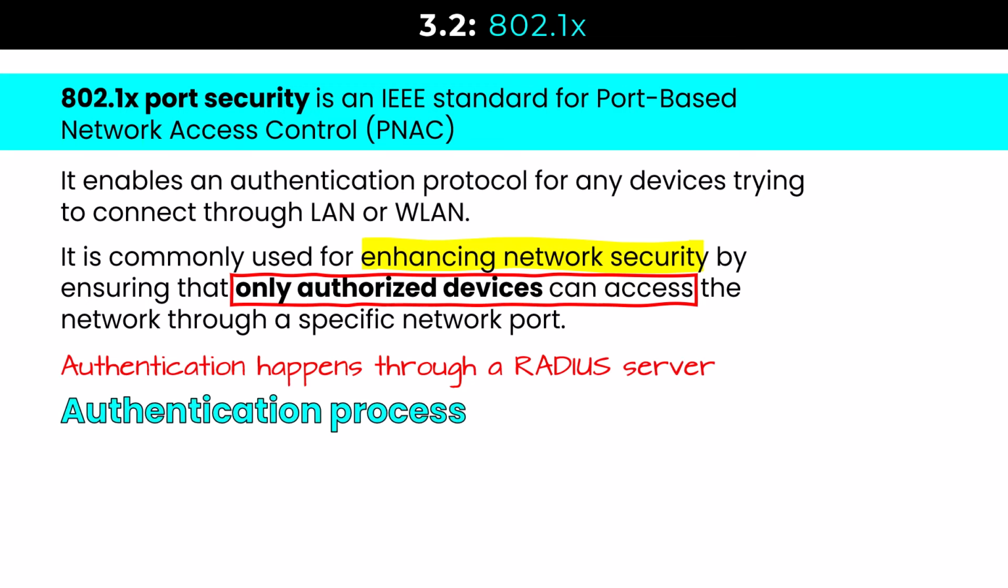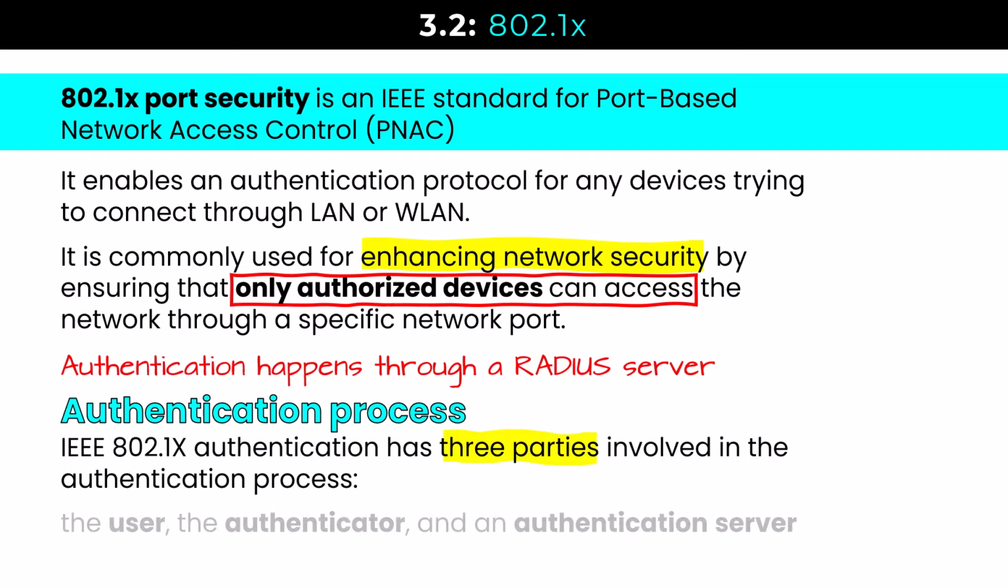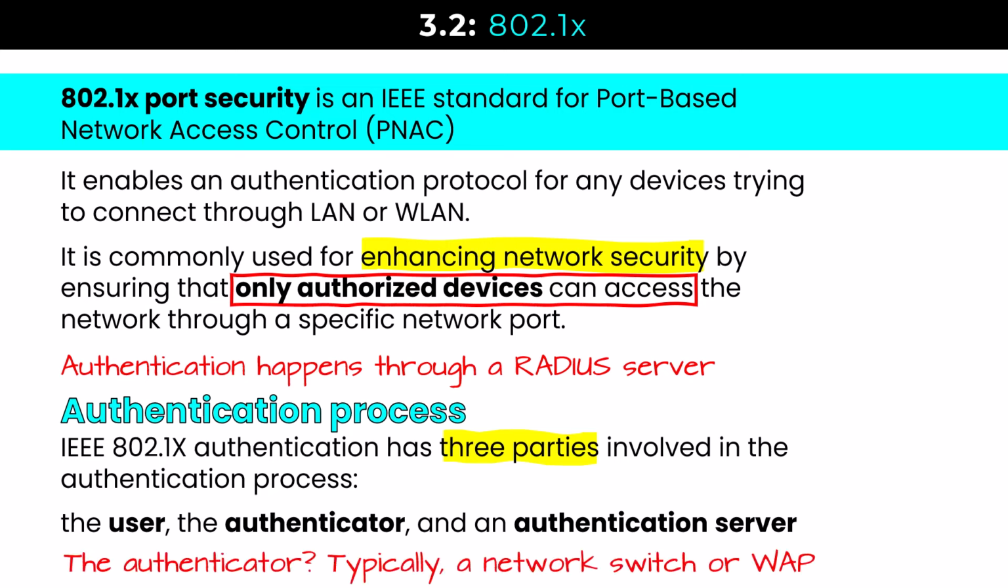So the authentication process has 3 parties involved: the user, the authenticator, and the authentication server. The user and the authentication server, I think, are self-explanatory. You may ask, what is the authenticator exactly? Well, the authenticator is typically a network switch or wireless access point. Authentication would take place through RADIUS, potentially checking with certificate authentication, for example, and only allowing known managed compliant devices on the wire or on the wireless LAN.